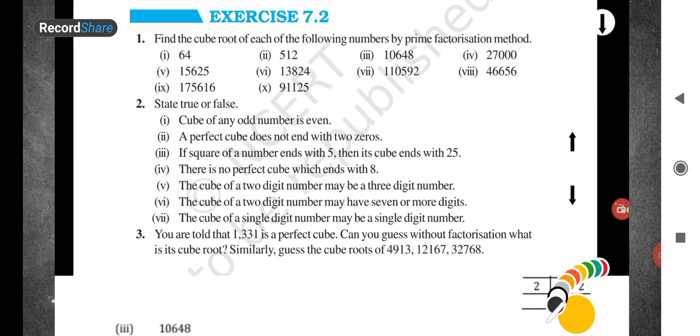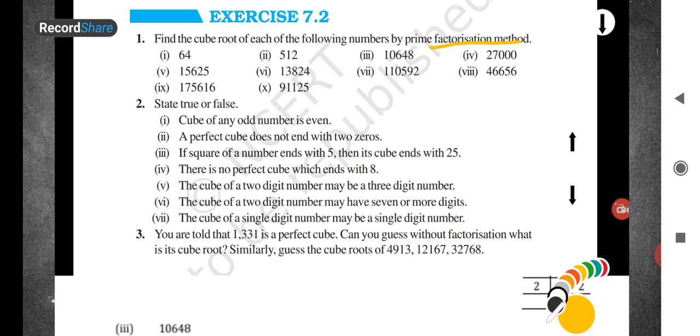So today in this video I will cover class 8 maths chapter number 7, cubes and cube roots, exercise 7.2. So come to the first question. Find the cube root of each of the following numbers by prime factorization method.